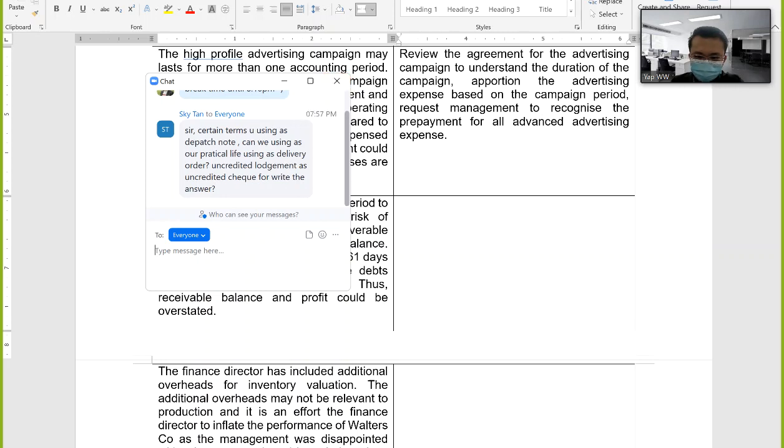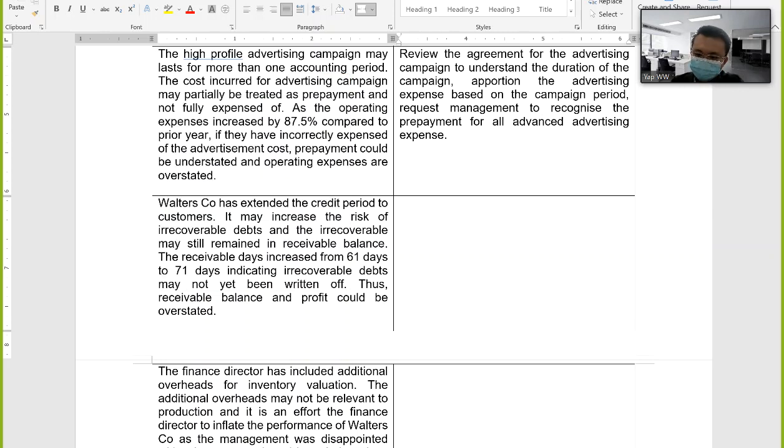Uncredited lodgement as uncredited check. So it's fine, no problem. We shouldn't be penalized on the words that we choose to use. If we can, we use the examiner's words. I'm saying, even though you use the word uncredited check, you can still get the marks. No worry. But if we can, we try to follow the wordings that they use in the exam.